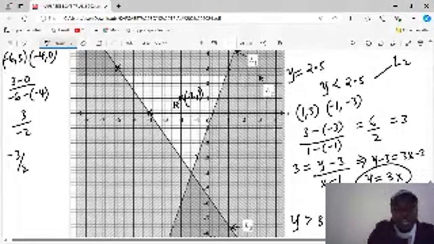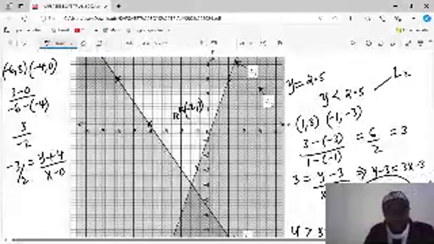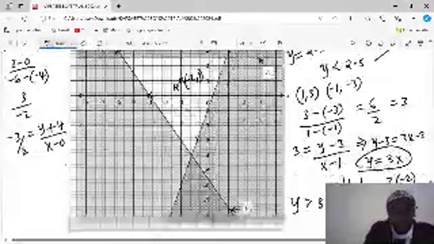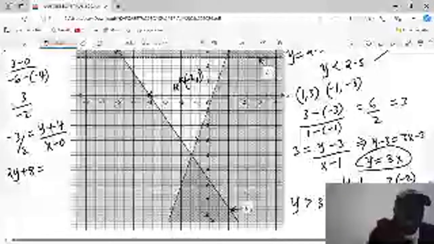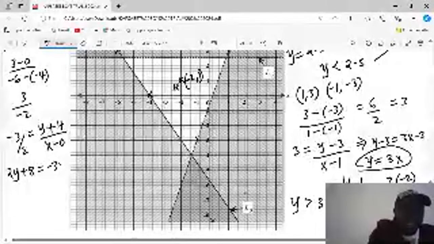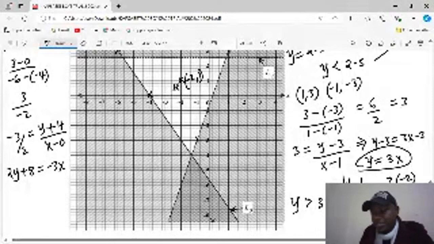This gradient can be expressed using y over x and another coordinate, one of the provided coordinates. So y minus negative 4 makes it y plus 4. Then we shall divide by x minus 0. 2y plus 8 after cross multiplication equals negative 3x, because the other one is a 0.